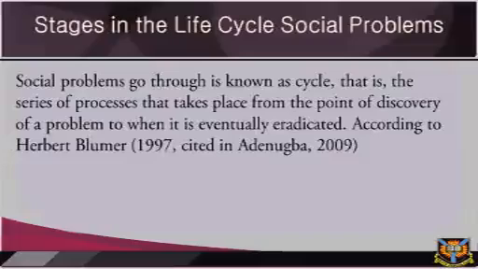Stages in the life cycle of social problems. The process social problems go through is known as a life cycle, that is, the series of processes that takes place from the point of discovery of a problem to when it is eventually eradicated. According to Herbert Blumer, 1997, cited in Adenugba 2009, there are 5 evolutionary processes or stages in the life cycle of social problems.